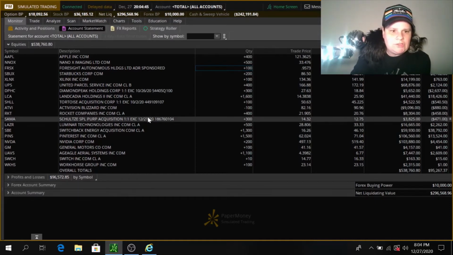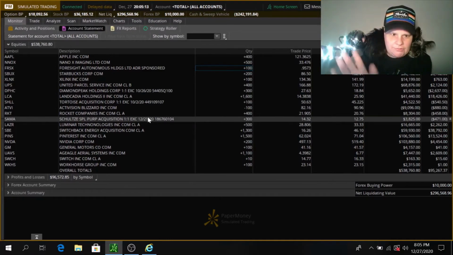Okay, this one, Schultze Purpose Acquisition, SAMA, that's becoming Clever Leaves. Actually, it became Clever Leaves, and I also have that one in my actual account. I believe they're based out of Colombia, and there's a lot of benefits to that because there's not as much taxes and regulations and things of that nature, and they supply the Mary Jane industry. Okay, I'll just say that. I know I can't say certain words.